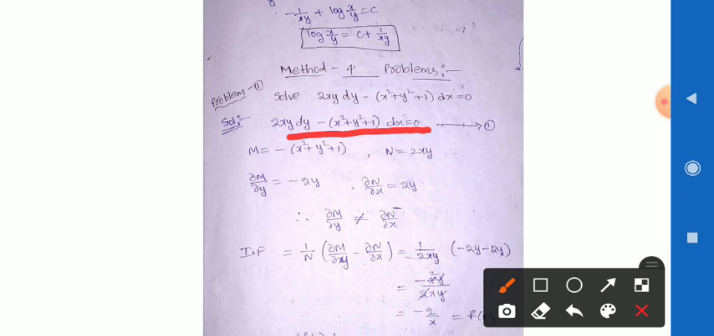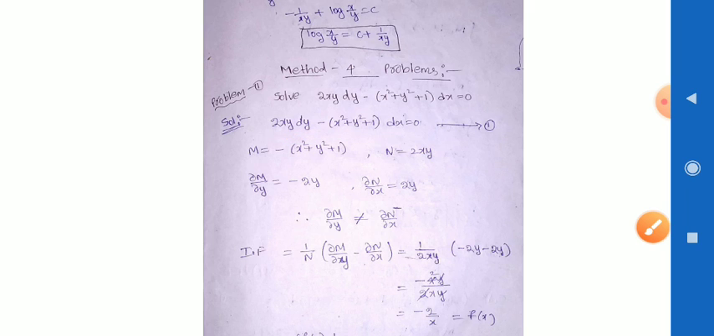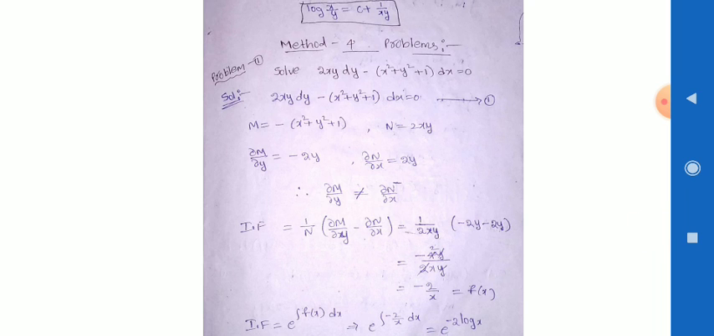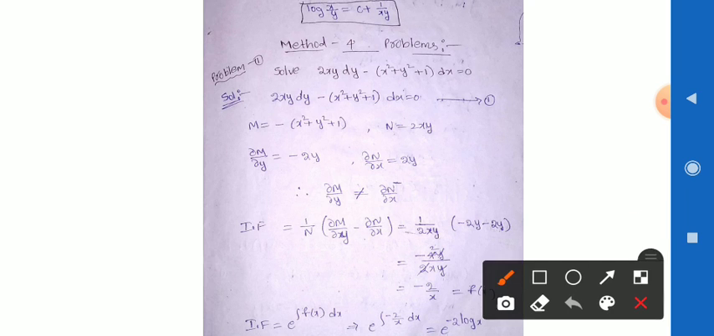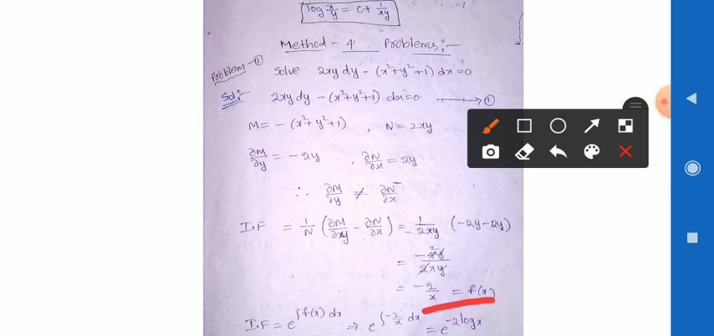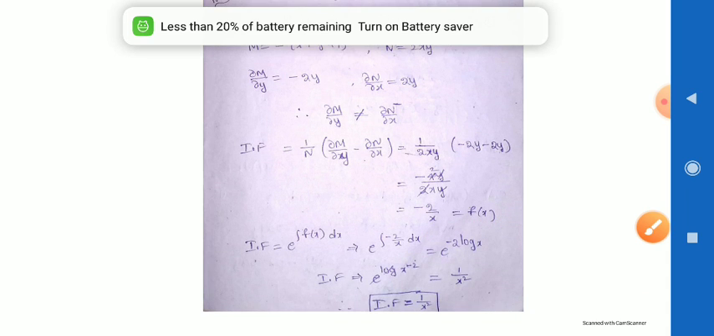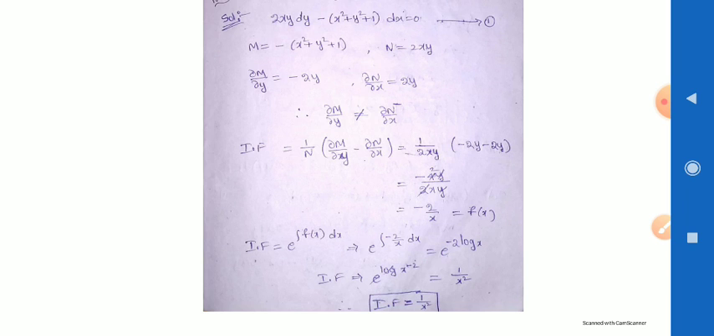The integrating factor must be taken like this: (1/N)(∂M/∂y − ∂N/∂x), that is equal to (1/2xy)(−2y − 2y). By adding we get −4y/2xy. By cancelling we get −2/x, which is equal to f(x). Therefore the integrating factor uses −2/x, which is f(x). This is the method for method number 4.